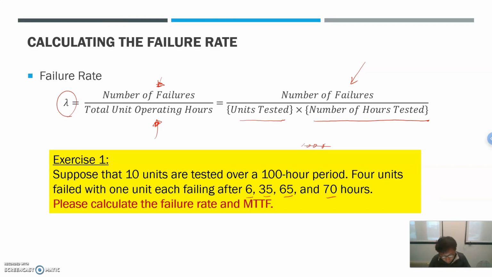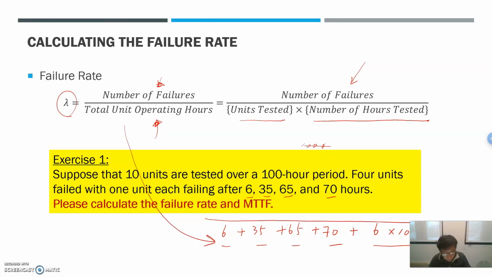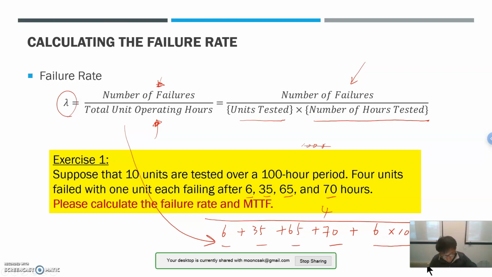So the number of hours we have tested in this case is going to be 6 multiplied by 100. So 4 units failed before the end of these hours, and the rest of the 6 units actually lasted a total of 100 hours. That is the total unit operating hours here. And then of course, your numerator is the number of failures, which we experienced before. You will get the failure rate when you're done with the calculation.